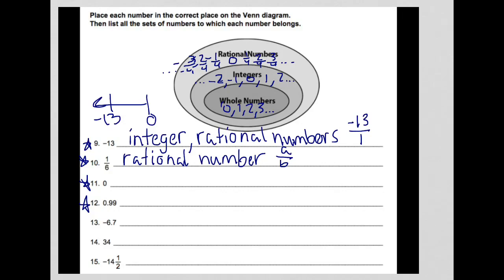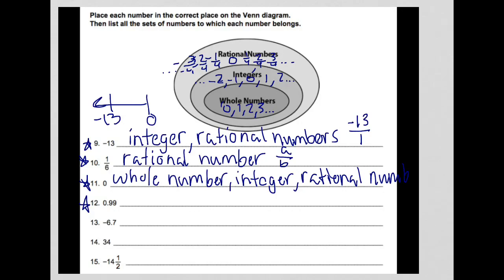Next one, 0. So I see 0 in whole numbers, I see 0 in integers, and I see 0 in rational numbers in my little Venn diagram up there that I added on to. So 0 is actually a whole number. And if it's a whole number, it's pretty easy because then you know it's got to be an integer as well. And it also is going to have to be a rational number. So it's really all 3 things if it's a whole number.